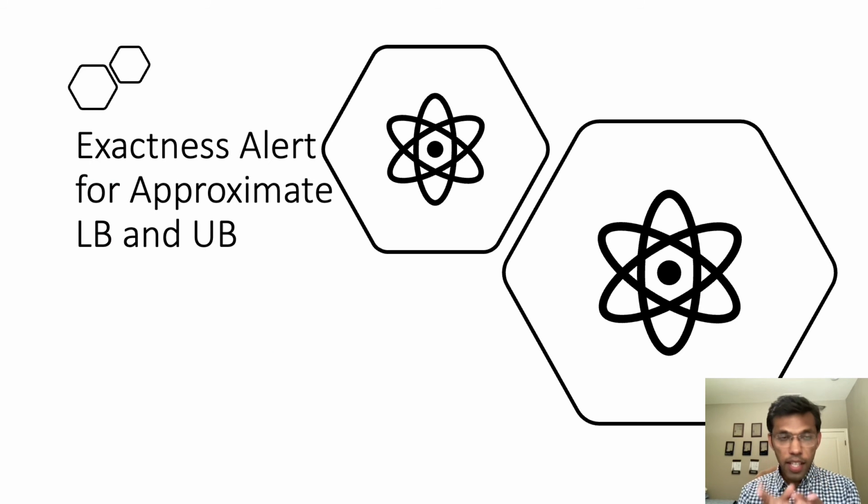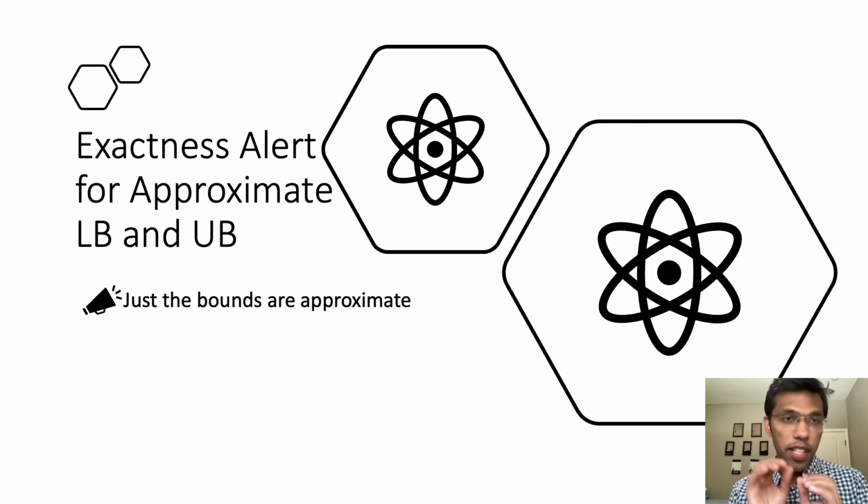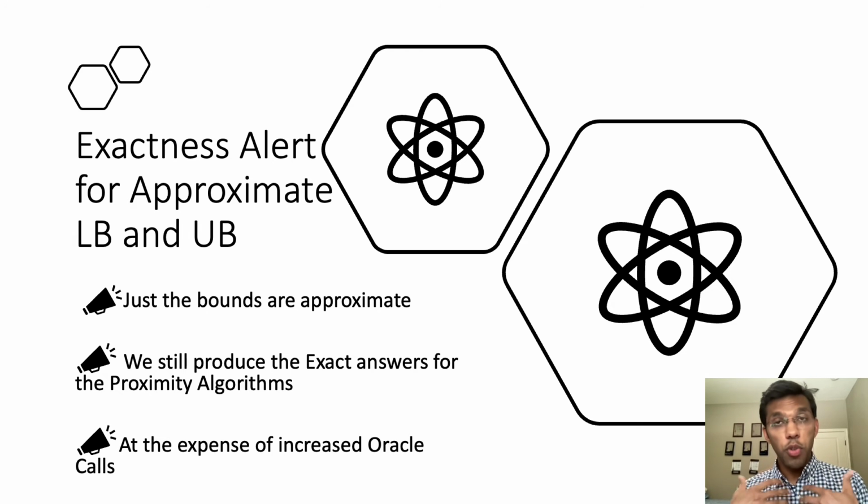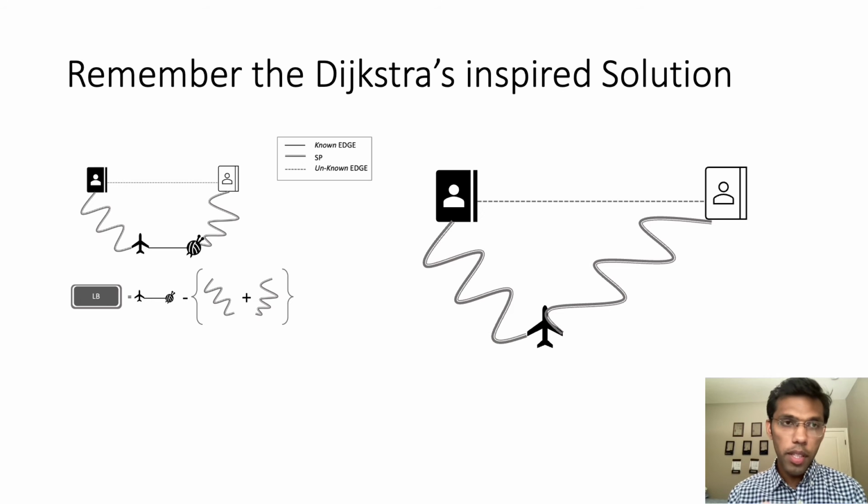Exactness Genie is back, and it says the approximations are only for the upper and lower bounds, not for the actual answers that it produces. And how do we do it? We do it at the expense of increased oracle calls. How do we make that possible?